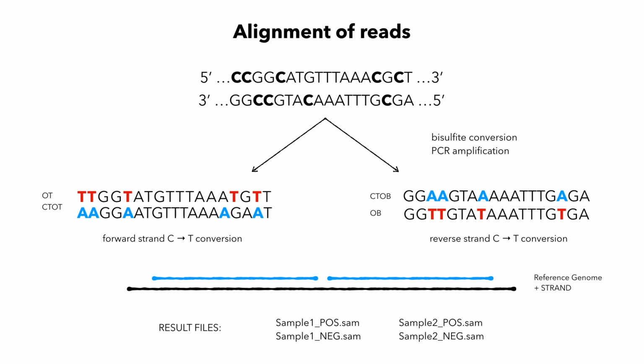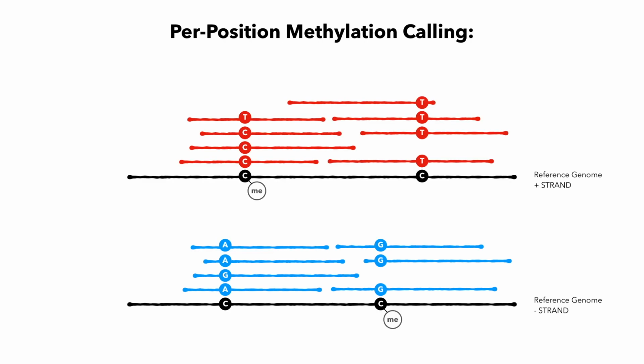When reads are aligned, the algorithm determines which strand the read belongs to. Positive, meaning no special manipulation of the read was needed for the alignment. Or negative, meaning the read needed to be reversed and complemented to be aligned. Thus, after the alignment stage of the pipeline, two result files are expected per sample: positive and negative strand alignments.